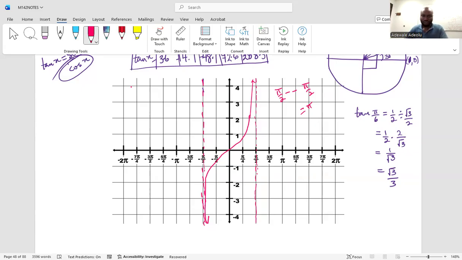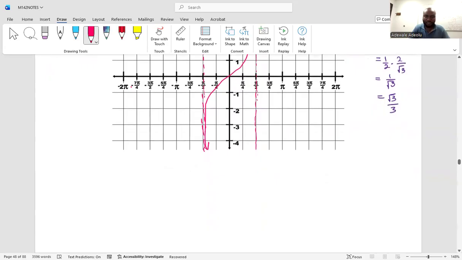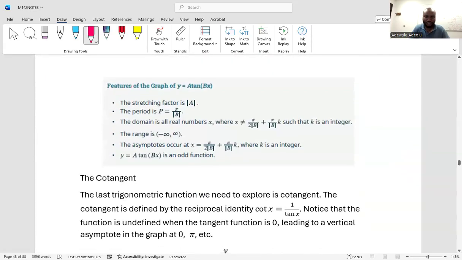So what else can we say about the graph of tangent? The stretching factor is the absolute value of A. Again, we don't call it amplitude, we call it stretching factor. And the period is pi over the absolute value of B. In a case where B is 1, the period is pi.